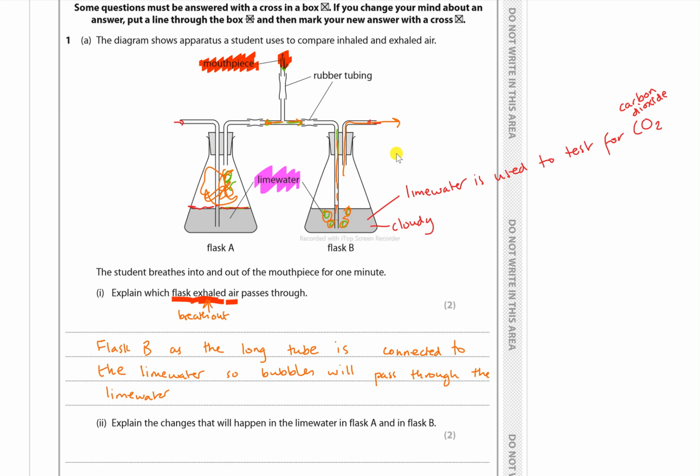Whilst with this, the air pressure has to be so great to push all this down and all the liquid up for the exhaled air to go out. So, and that's not going to happen.